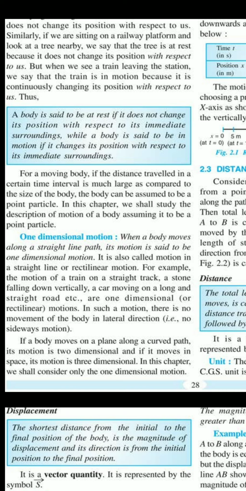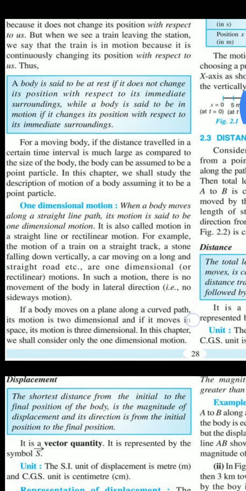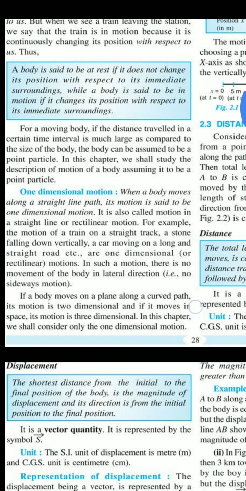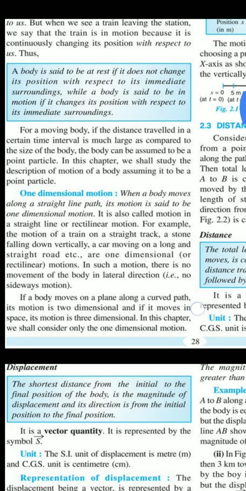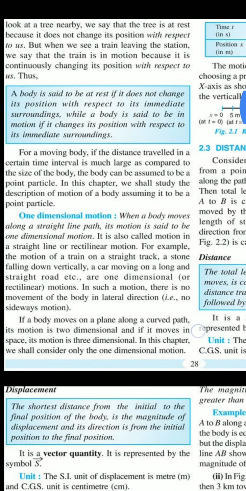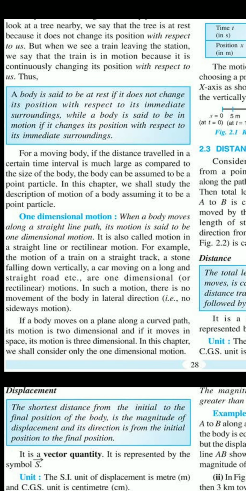This is important to mention because motion and the position of rest both are relative. For example, when you are in a train, you find that the person next to you is stationary, he is at rest sitting next to you, but a person who is outside the train will see that he is also moving along with the train, right? So rest or being in motion is relative.